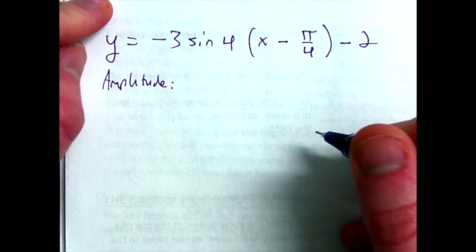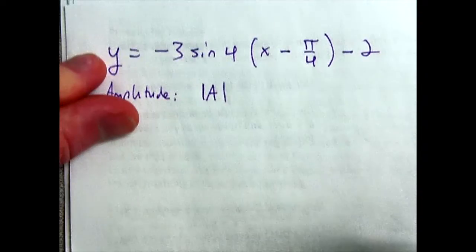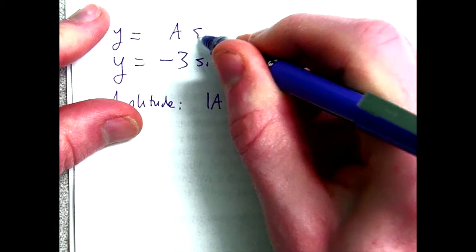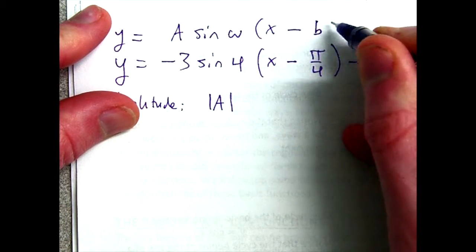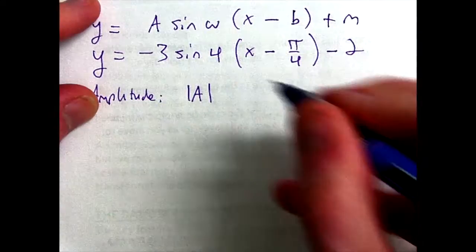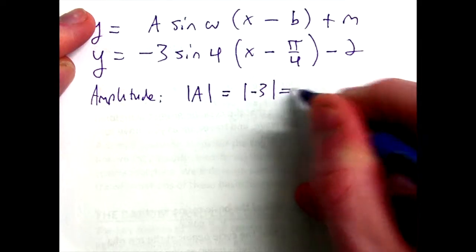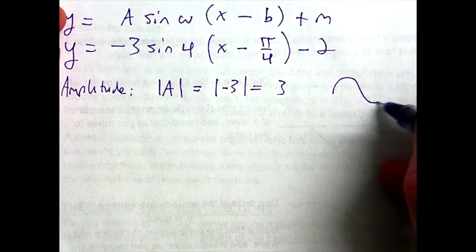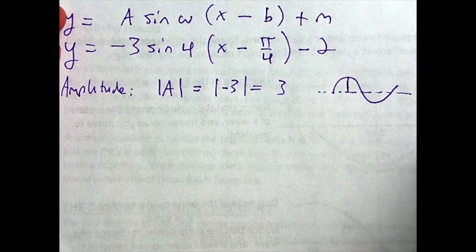Well, the amplitude, if you remember, is the absolute value of A. Now, if we compare this function with the general template I had a moment ago, let's remember what it was: A sine omega x minus b plus m. That's the general formula. If we compare these two things, we see that A is definitely -3. The amplitude is the absolute value of A, so the amplitude is just 3. What that's telling you is that if you graph this and look at the midline, this distance right here would be 3 units.